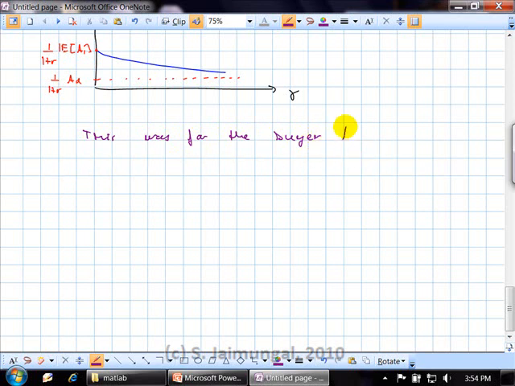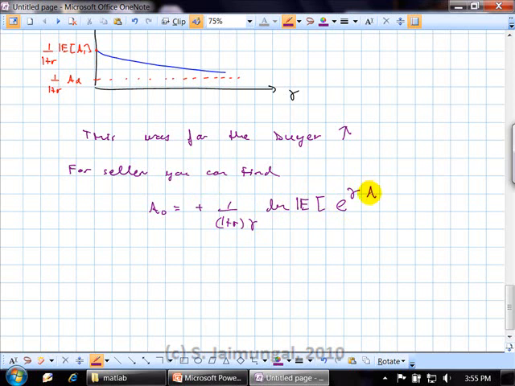For the buyer. For the seller, you can find that A0 should be plus 1 over 1 plus R gamma log expectation e to the gamma A1. Okay. So the differences are signs here. You get positive and positive up in the exponential instead of negative and negative. And you can kind of think of that because, well, what happens with that agent? That agent's cash flows are basically flipped, aren't they? They're negative of each other. So this is why you get this result.